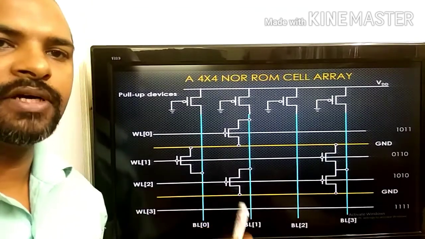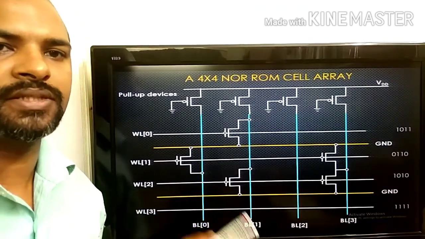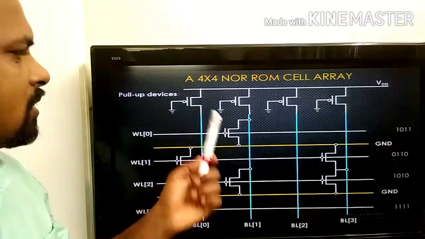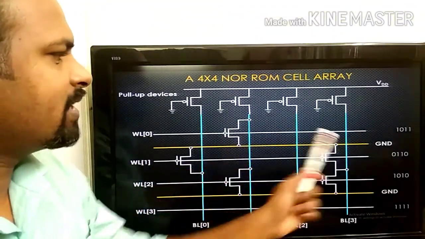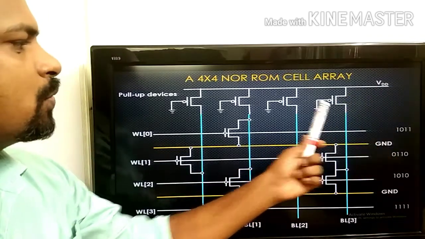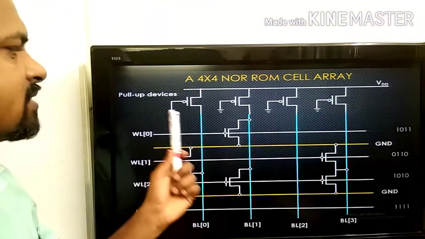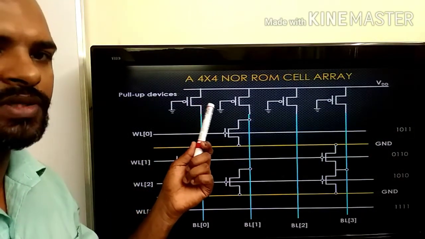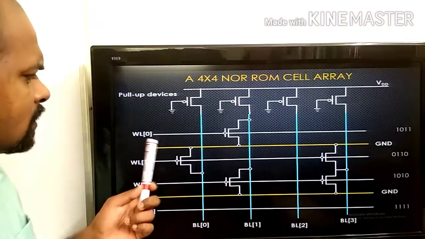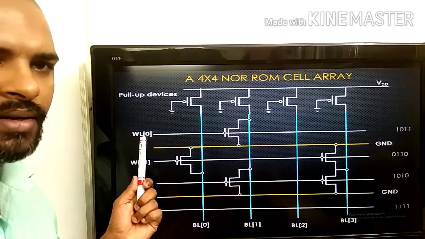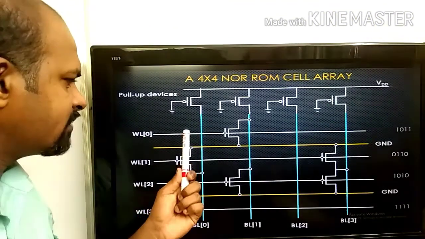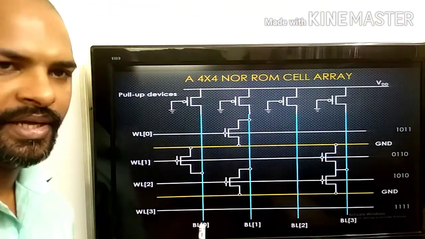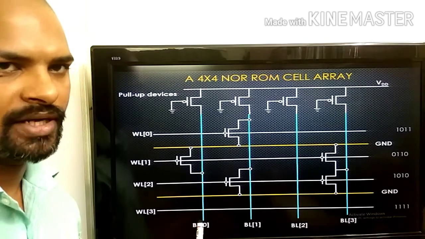So this is a figure of a 4x4 NOR based memory cell. Here all these bit lines are by default connected to VDD through a resistive load. This transistor is a PMOSFET with logic 0, so it is in an always on condition. So when we enable this WL line, there is no connection between these two lines, so the logic 1 already there will remain, and it will be logic 1 itself.